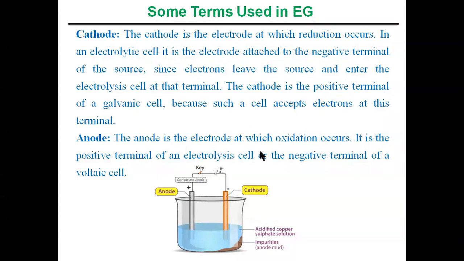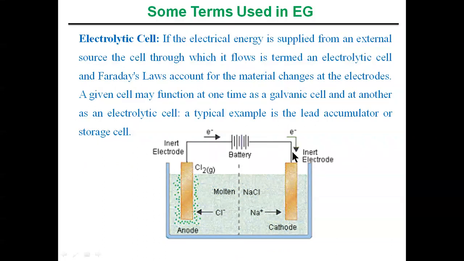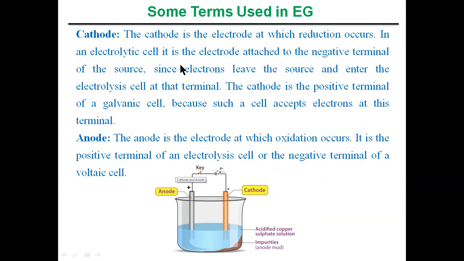So what it says is that the cathode is the electrode at which reduction occurs. First, it is where the reduction process takes place. In the electrolytic cell, it is the electrode attached to the negative terminal. We can see in the electrolytic cell it is attached to the negative terminal of the battery. Next, since the electrons leave the source and enter the electrolysis cell at that terminal, the cathode is the positive terminal of the galvanic cell. You can see here the positive terminal of the galvanic cell, because such a cell accepts electrons at this terminal.